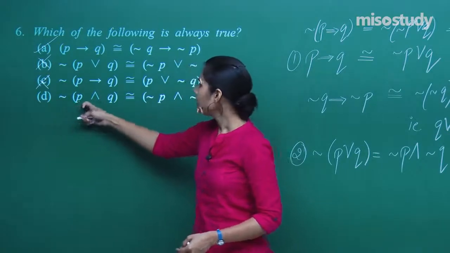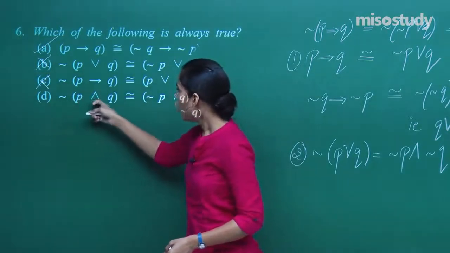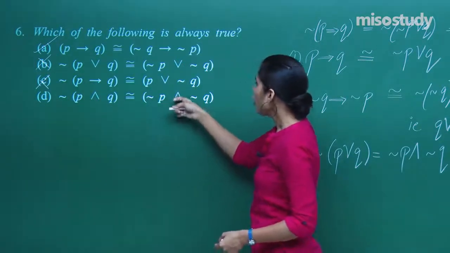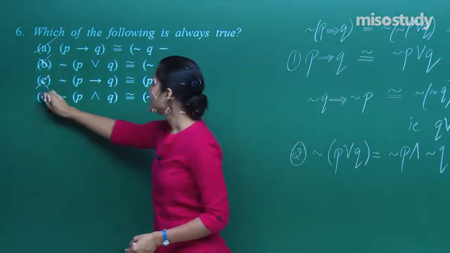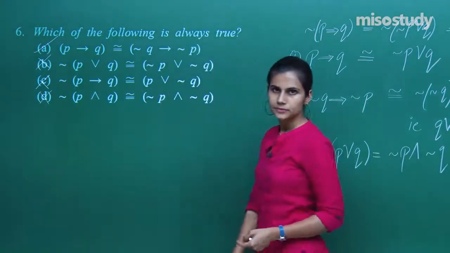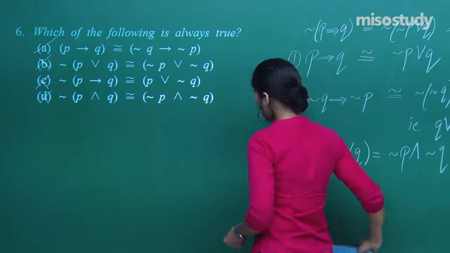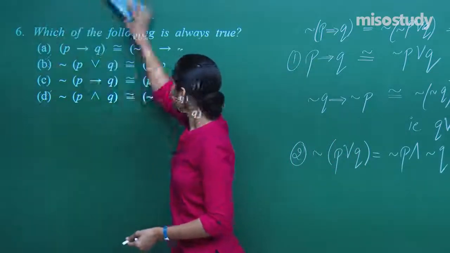And not of P and Q is not P or not Q. Not P or not Q I wanted, I did not want and, so even this is wrong. Fine. After this, let's see the next question.